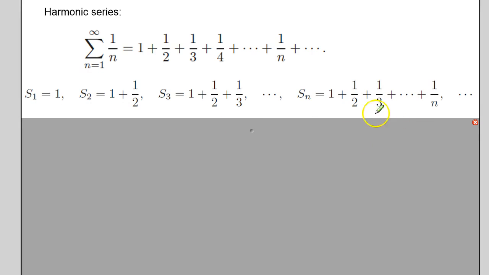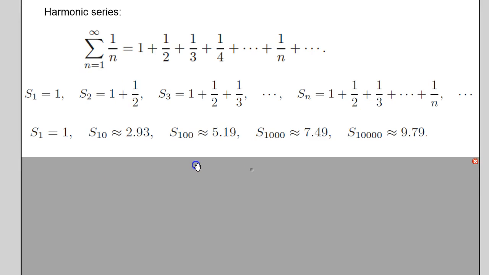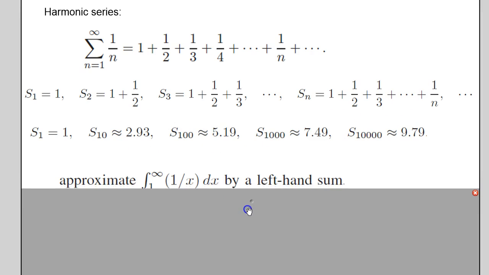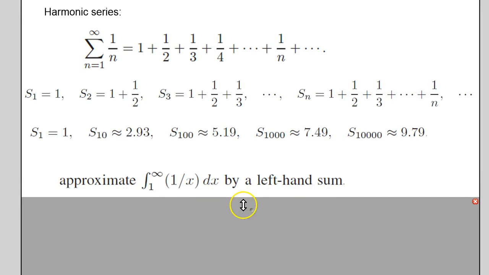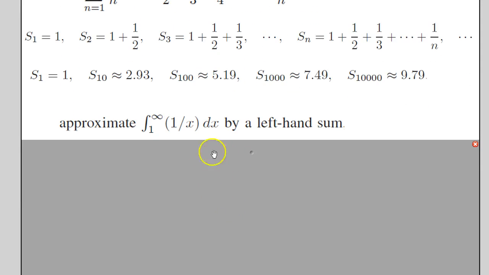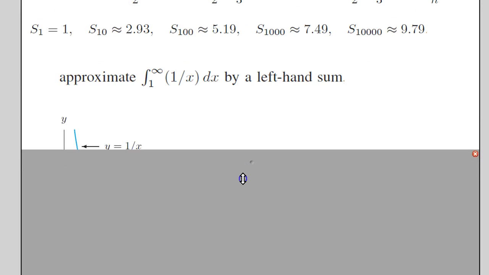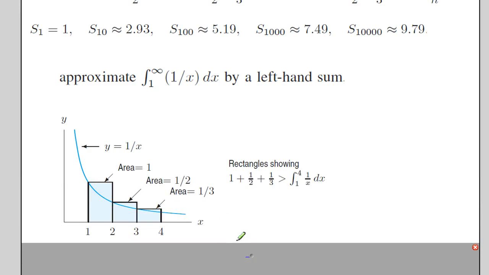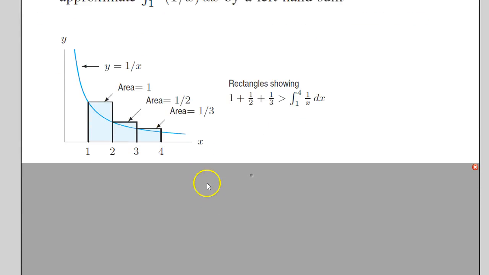So here we take a look at some examples of the partial sums, and as we can see here, these values definitely are increasing, but are they bounded? Because even though it seems to be increasing very slowly. So what we're going to do is figure out what the infinite sum would be equal to. We're going to approximate the infinite terms using left-hand Riemann sums. So let's take a look at just an example of the first 3 terms.